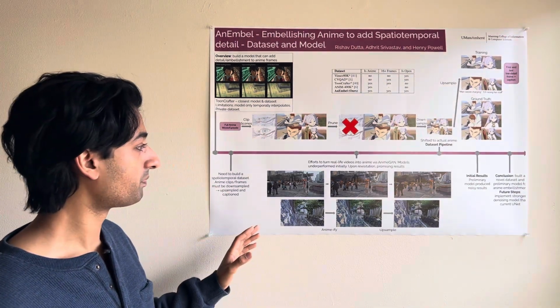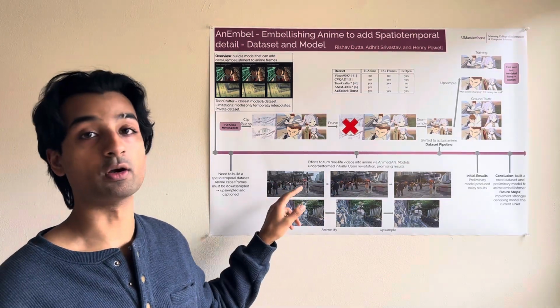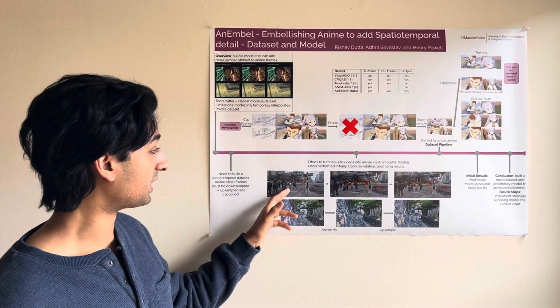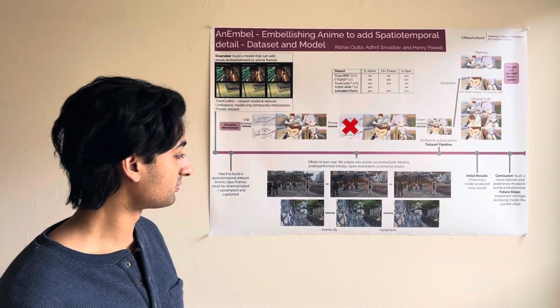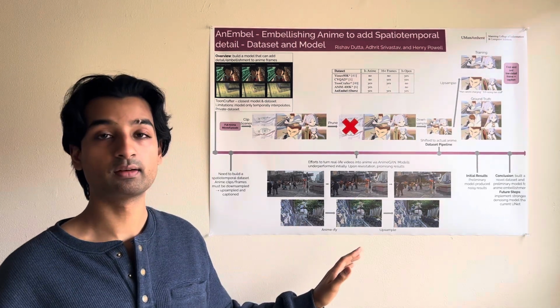Now, our first approach is to take publicly available videos and animeify them. Here we've got just a public square. Here we've got just an outdoor staircase. Animeify it with AnimeGAN.